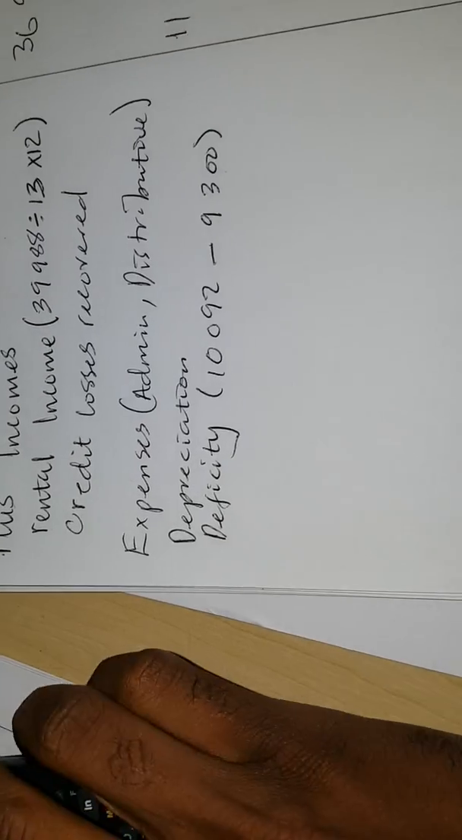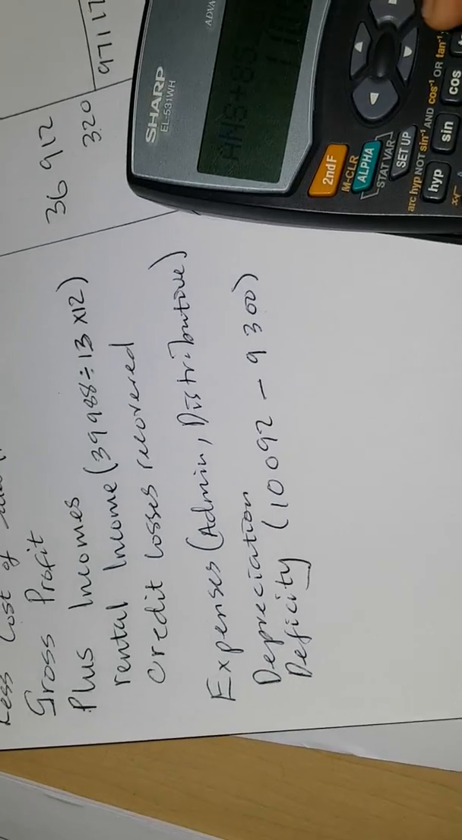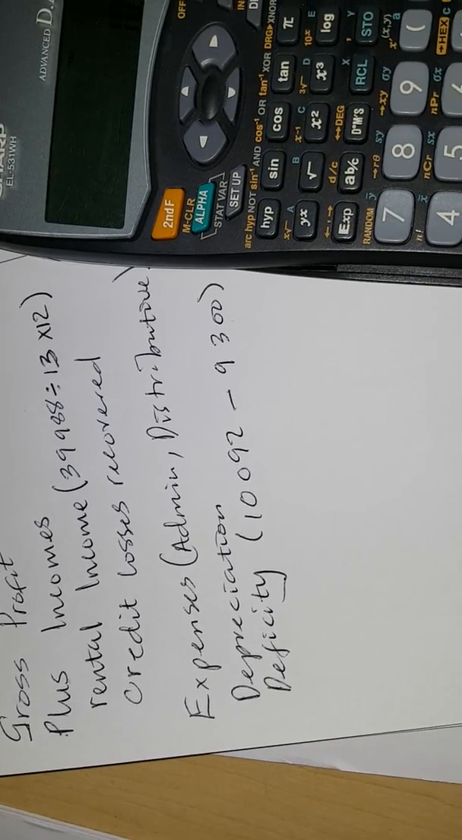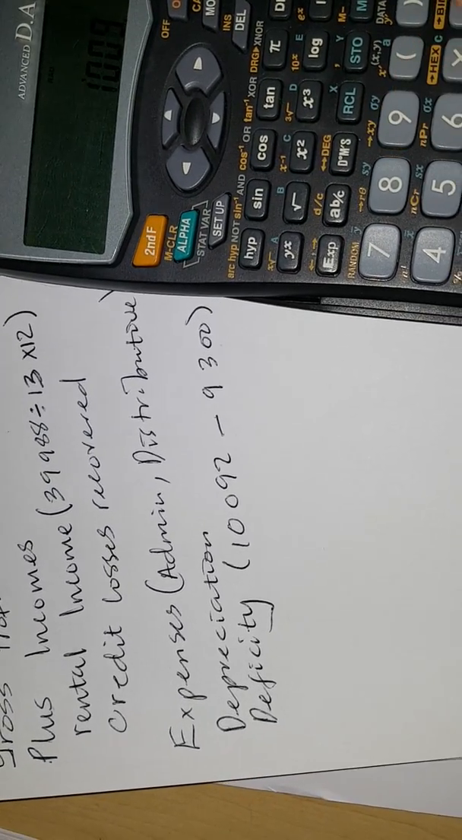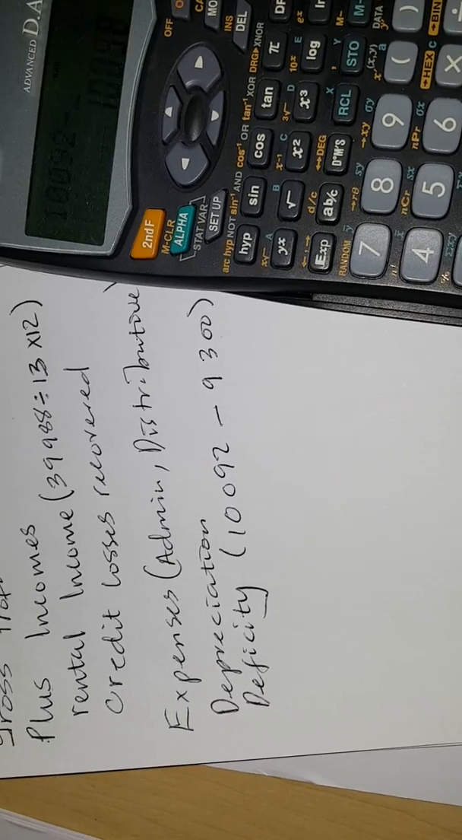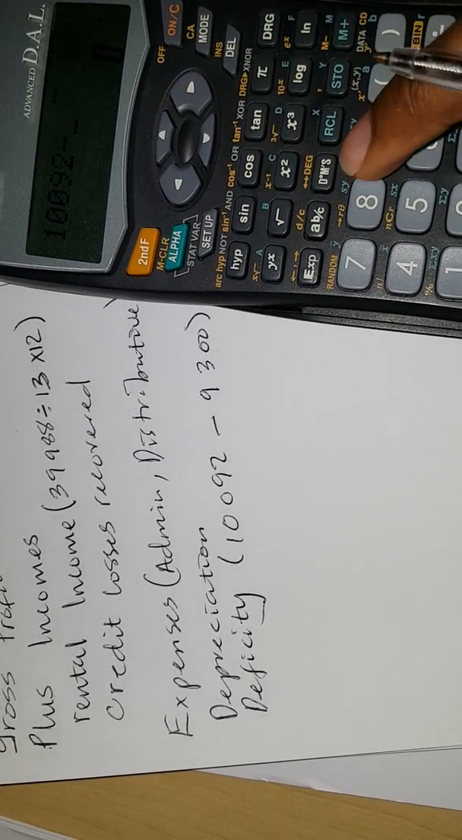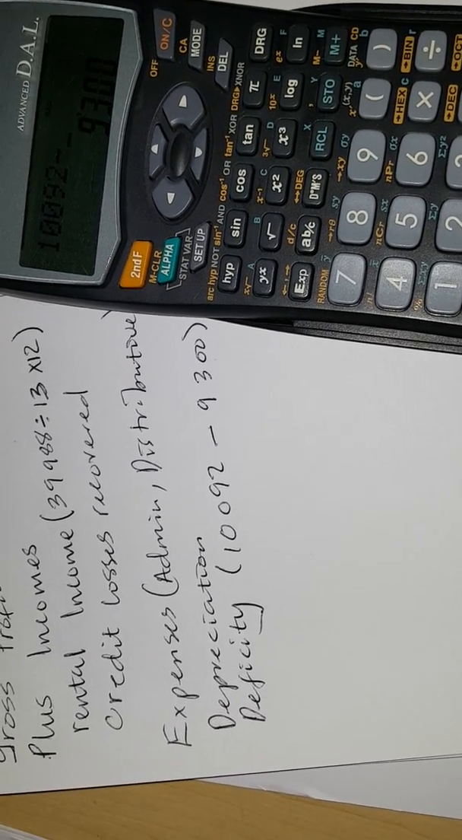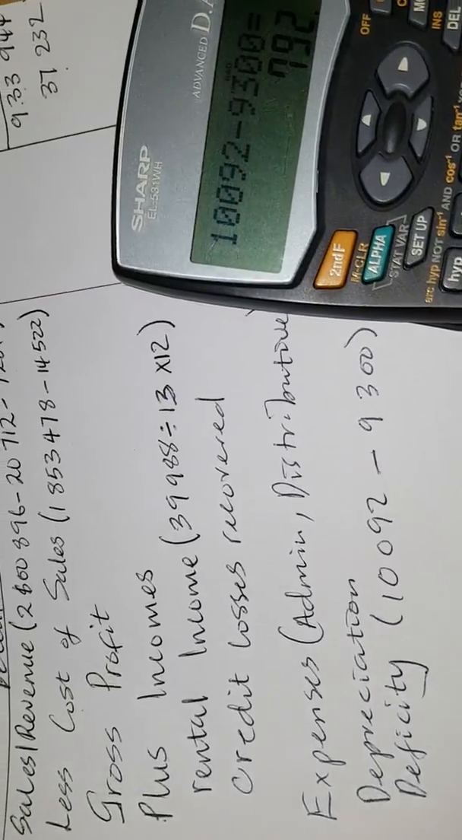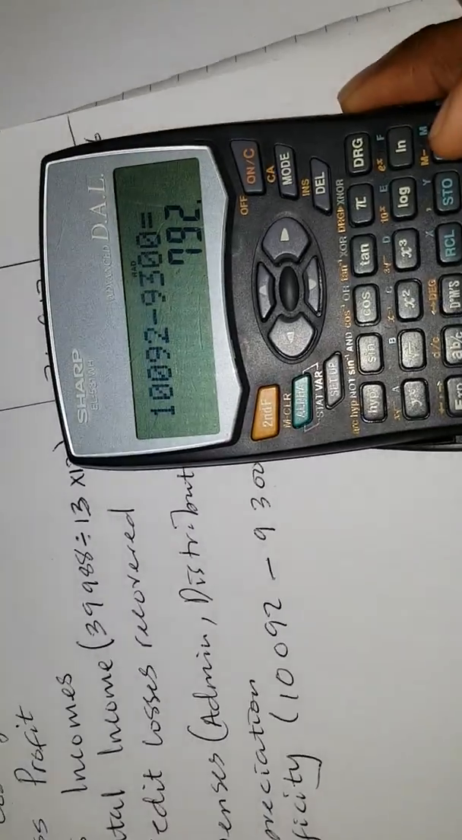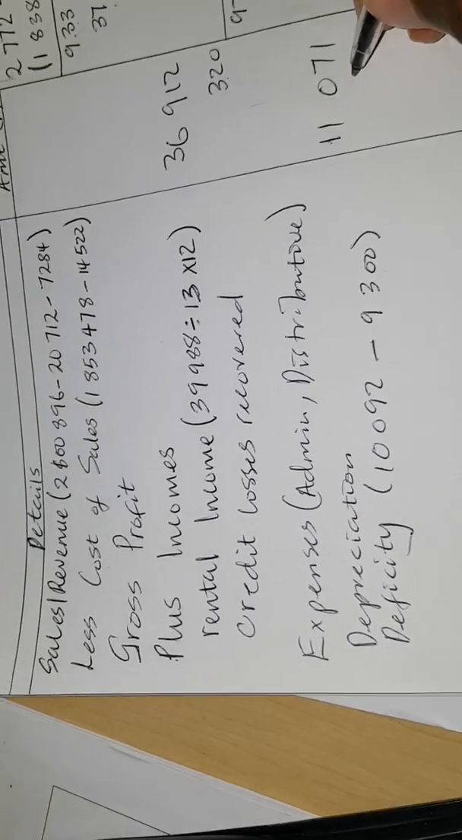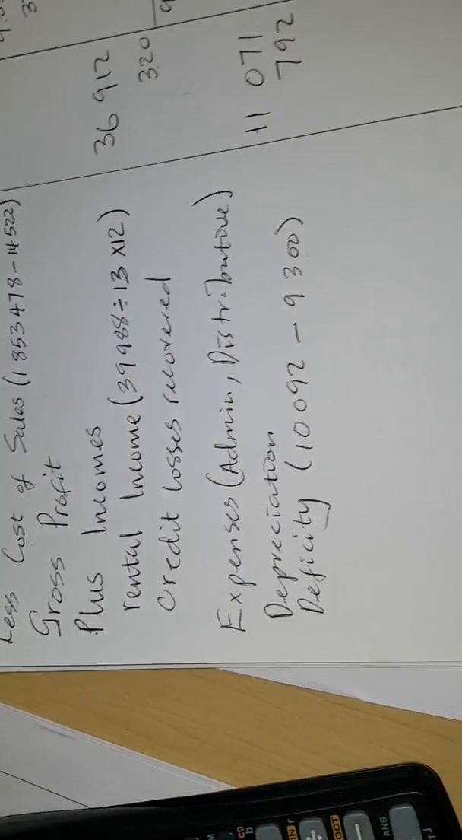If we subtract these two, what is the amount of the deficit? It's 10,092 minus 9,300. So I got a deficit of 792. So it's 792. Okay, let's proceed.